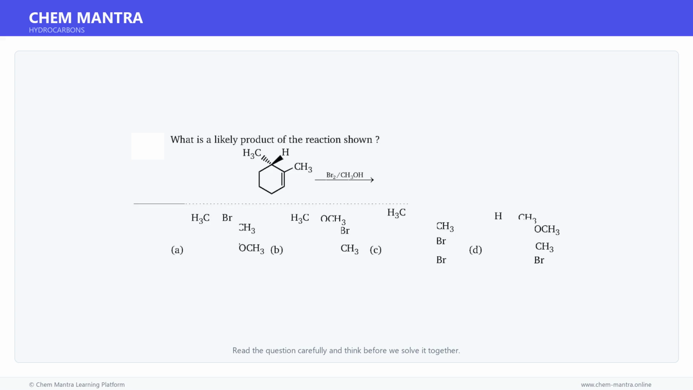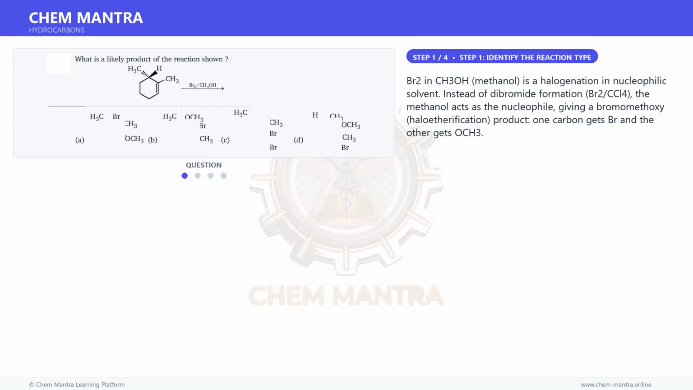Here is a question. Read it carefully and think about the answer. Let us solve it step by step. Let us begin solving this step by step. Br2 in CH3OH, methanol, is a halogenation in a nucleophilic solvent.